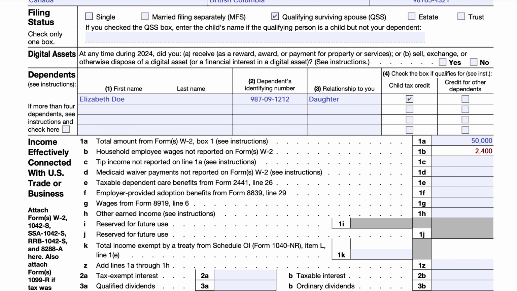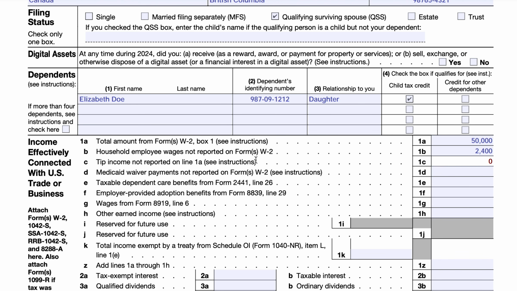Line 1C is tip income that might not be reported to your employer. Also, any allocated tips reported in box 8 of your Form W-2. So allocated tips generally aren't included in box 1 of your W-2. You should also include the value of any non-cash tips that you receive. I'm going to go out on a limb and imagine that a lot of people probably don't do that, but that's what the form instructions say that you should do. So that's what you should do. In this case, we'll just say that John Doe doesn't have any tip income.